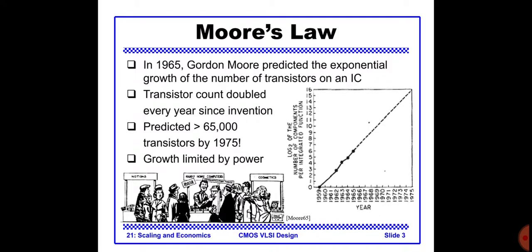The first one is that the design was based on Moore's law. In 1965, Gordon Moore predicted the exponential growth of the number of transistors on an IC. The transistor count doubled every year since invention. He predicted greater than 65,000 transistors by 1975. Growth is limited by power.